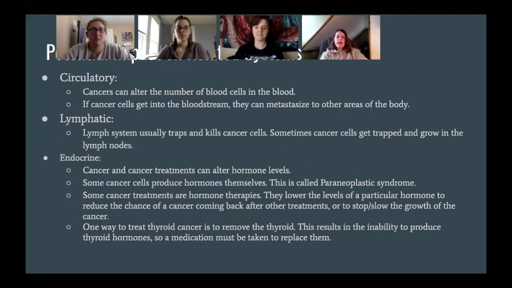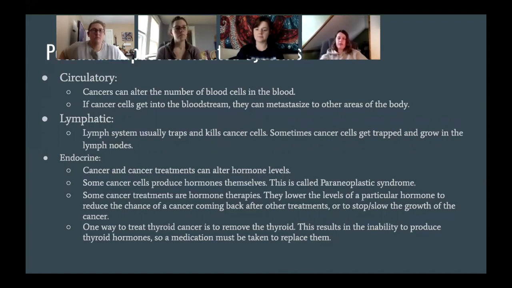So cancer cells can have a lot of impact on different systems. Some of the main systems, starting with the circulatory system: cancers can affect the number of blood cells that are circulating in the blood. And if cancer cells get into the bloodstream, they can metastasize to other areas of the body. This is how cancer typically spreads, and it can also spread through the lymphatic system. The function of the lymphatic system is that it usually traps and kills cancer cells and other infectious agents, but sometimes the cancer cells can get trapped and grow inside the lymph nodes.